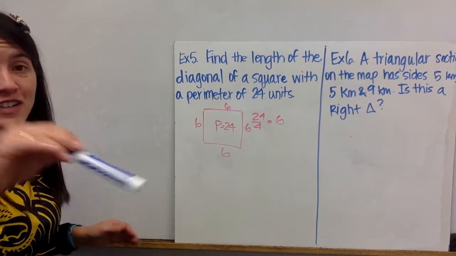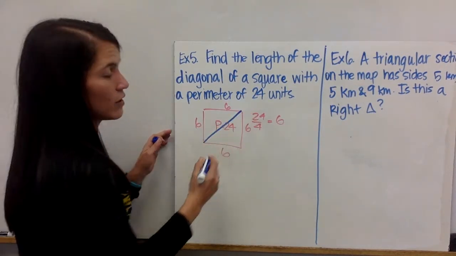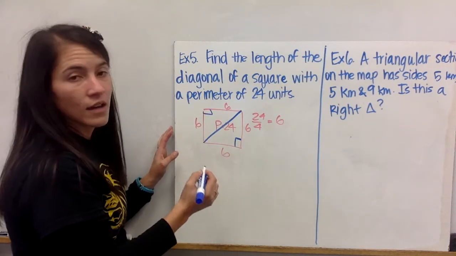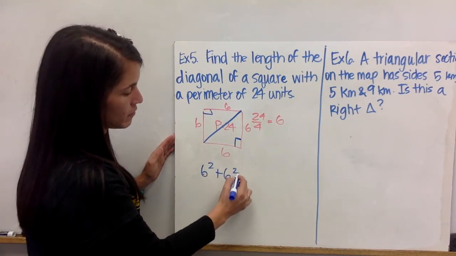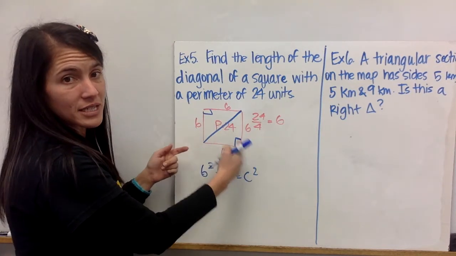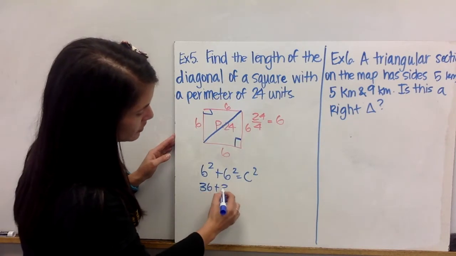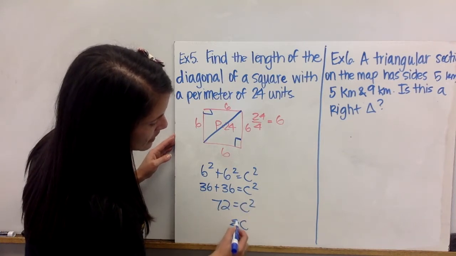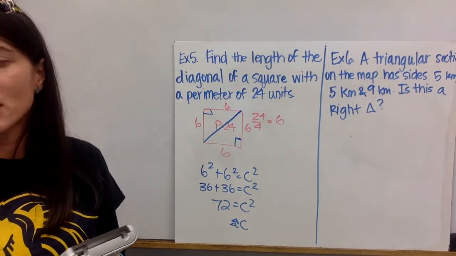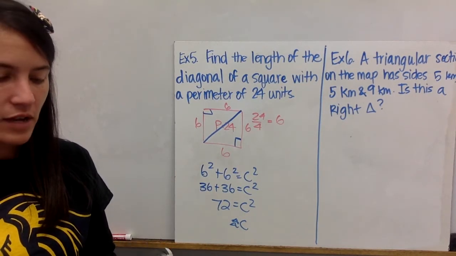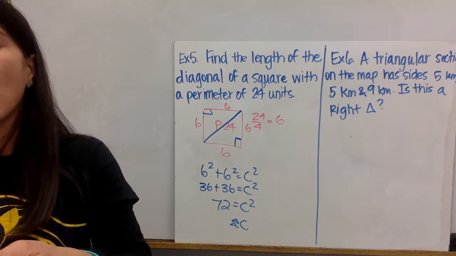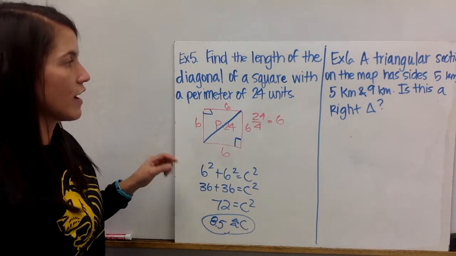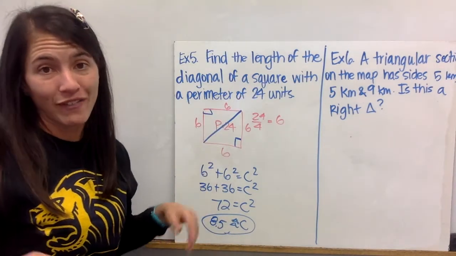But the question asks me for the diagonal. A diagonal is a line that goes from one corner to the other, diagonally across. I have a right triangle, so we're going to use the Pythagorean Theorem. These are legs, and I'm missing my hypotenuse. So 36 plus 36. C is going to be the square root of 72, which, again, I must not have had my calculator when I did my notes. About 8.5 units. So the diagonal is about 8.5 units.